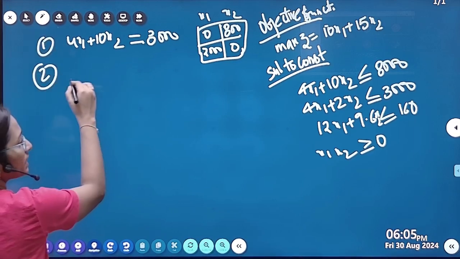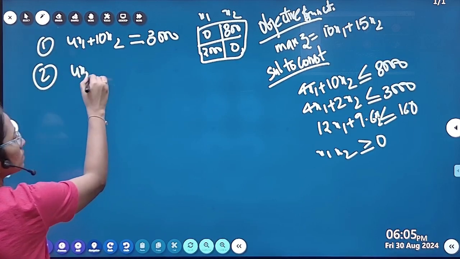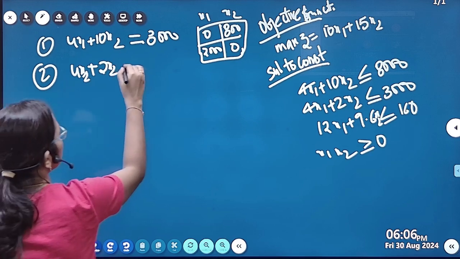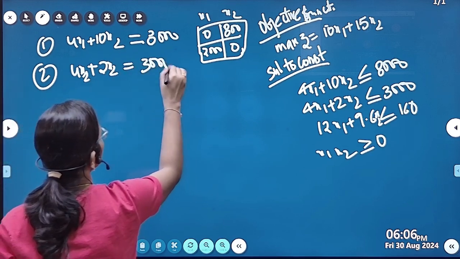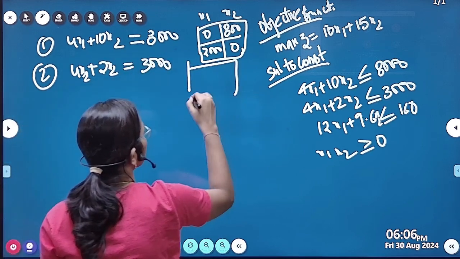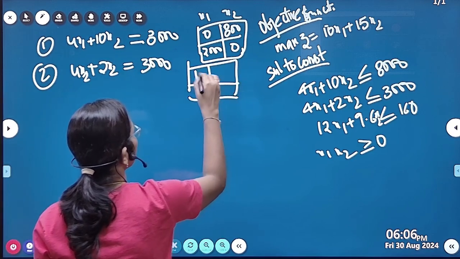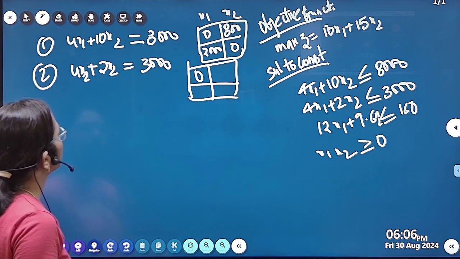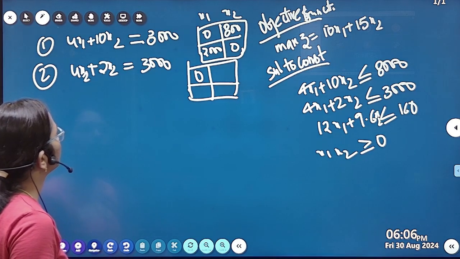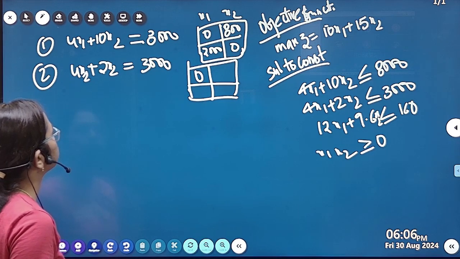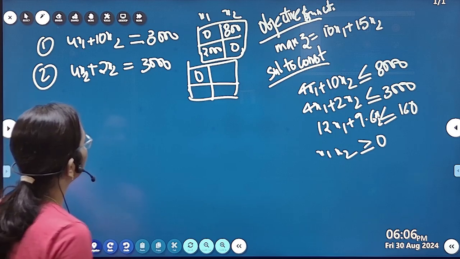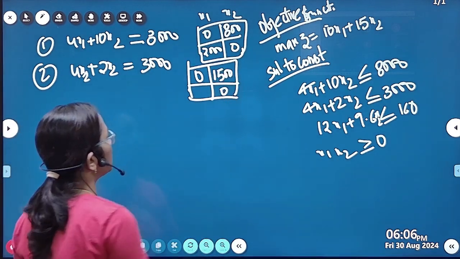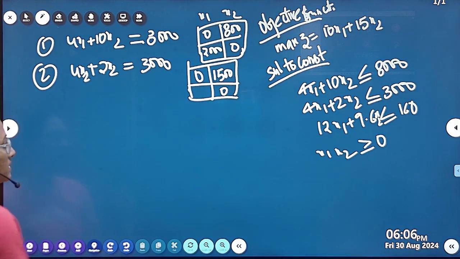Tell me the second equation. 4x1 plus 2x2 is equal to 3000. Put the same, x1 as 0: 3000 divided by 2, 1500. Next, x2 as 0: 750.